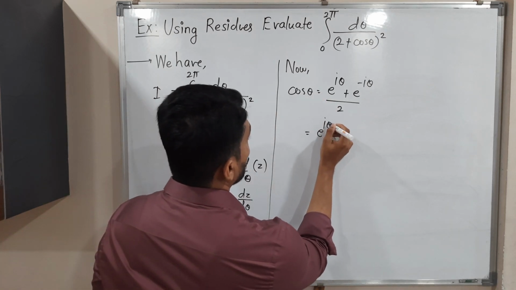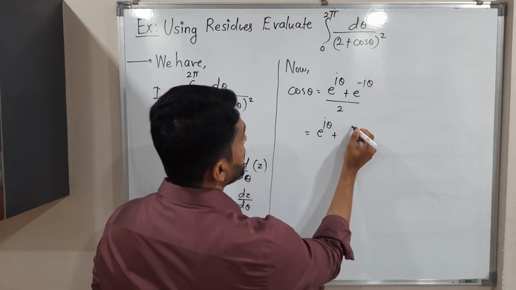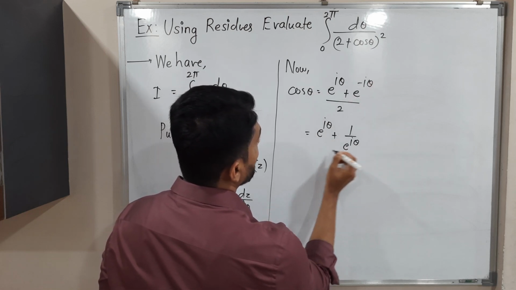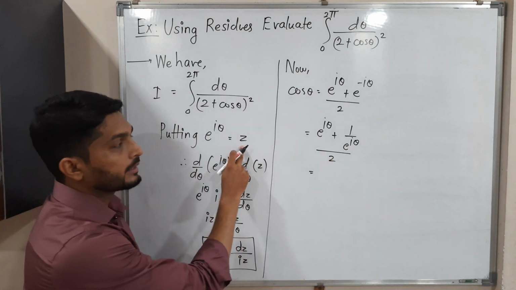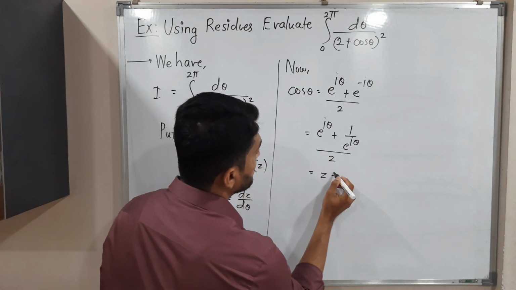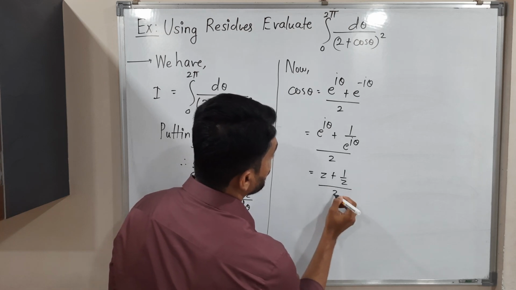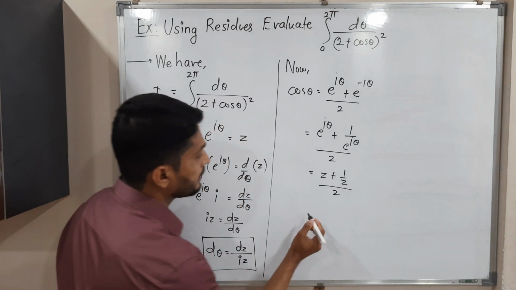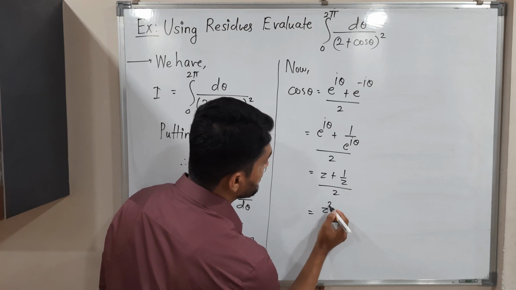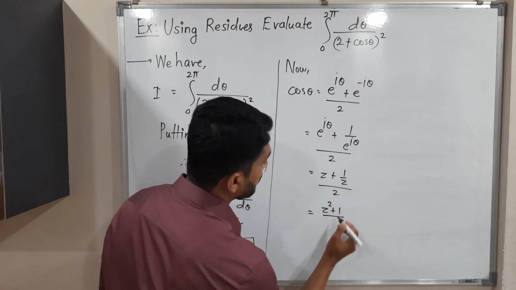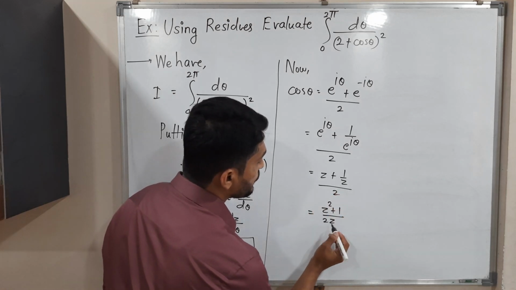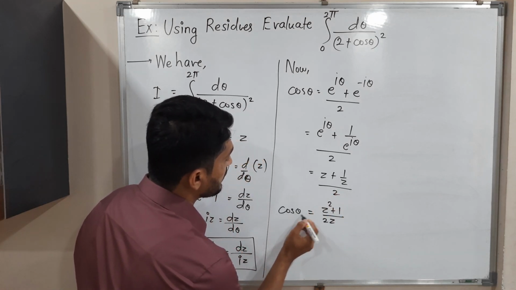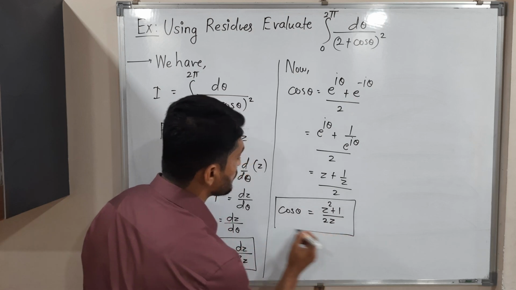e raised to i theta, we have a minus sign in the power, so we are supposed to write it in the denominator. But the value of e raised to i theta is z. Let us put it there: (z plus 1 by z) upon 2. We can cross multiply, right? z into z, z square plus 1 upon z in the denominator. See, this 2 is also in the denominator, so we can write it here. So cos theta is equal to this one.